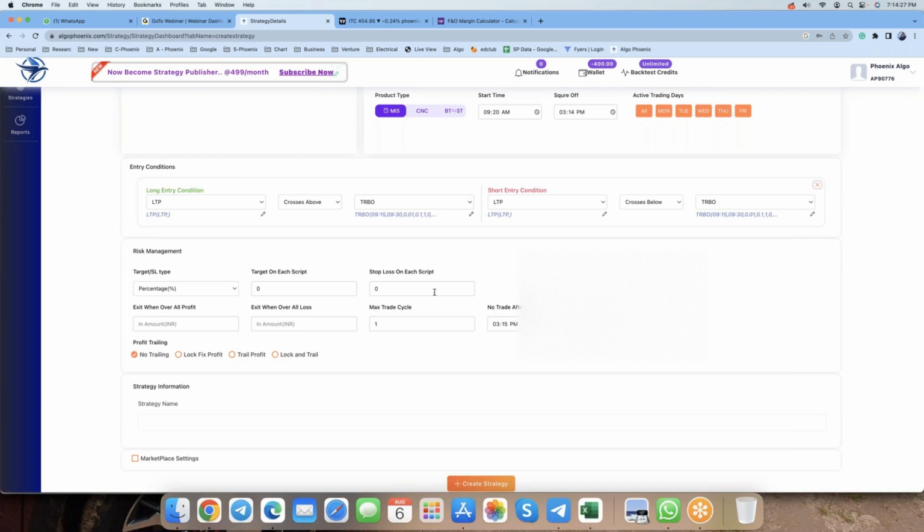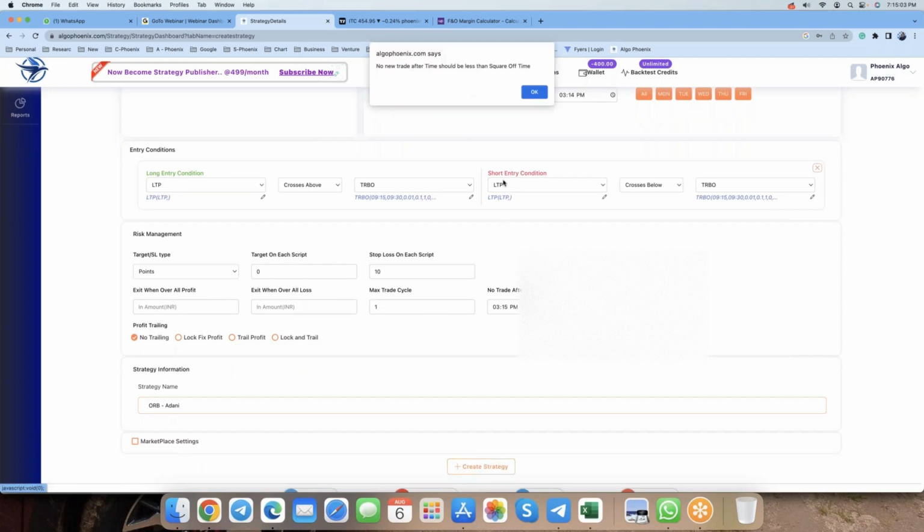Now stop loss. I'm keeping maximum stop loss points as 10 points. So if I take 200 quantity, 10 points, that is 2,000 rupees, maybe it is too high, but we will redefine the stop loss later. Now I'll not keep any of these things. I'll create a strategy called opening range breakout strategy, and I keep it as Adani Enterprise. I'm looking at one particular stock. I click on create strategy.